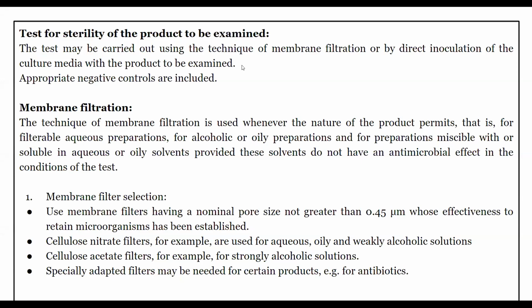So the pore size of the membrane filter which is selected should not be more than 0.45 micrometer, so that it retains the microorganisms onto its surface. Next is cellulose nitrate filters are generally used for aqueous, oily or weakly alcoholic solutions, where the alcoholic concentration is less than 30% volume by volume. Whereas cellulose acetate filters are used for strongly alcoholic solutions, where the concentration of alcohol is more than 30% volume by volume approximately. And specially adapted filters may be needed for certain products like antibiotics.